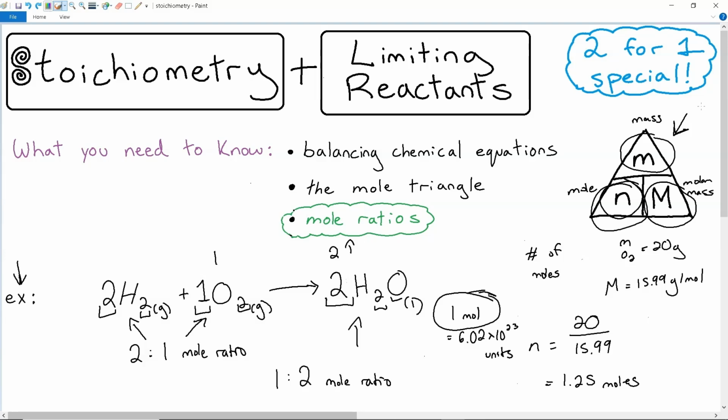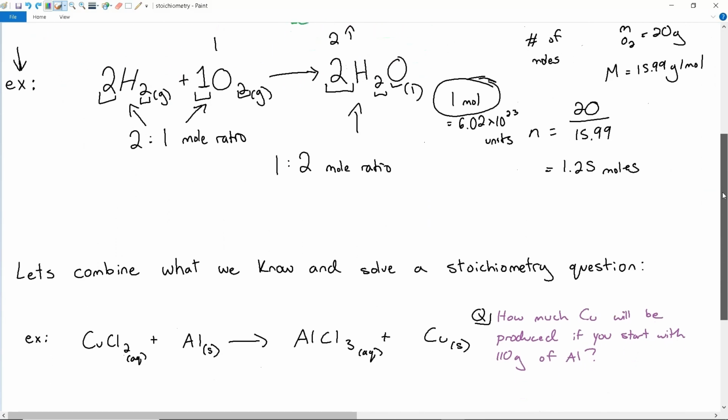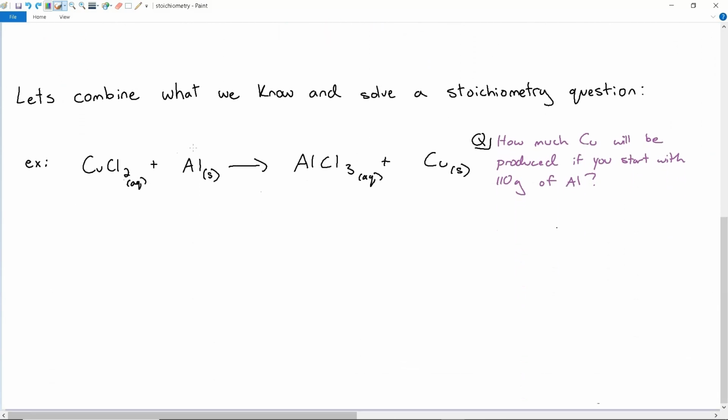All right, let's see if we can put all of these skills together in our first full stoichiometry question. In this example, we have copper chloride reacting with aluminum metal to give us aluminum chloride and copper metal. The main question is, how much copper will be produced if you start with 110 grams of aluminum? So I'm just going to write that we have 110 grams of aluminum here.